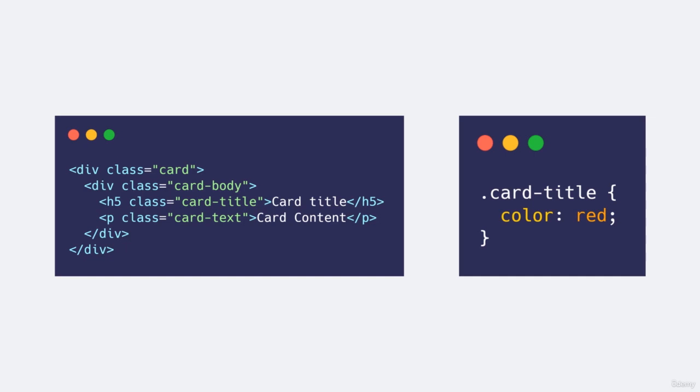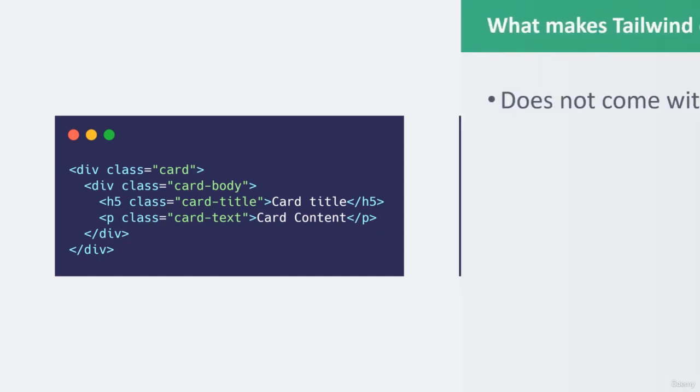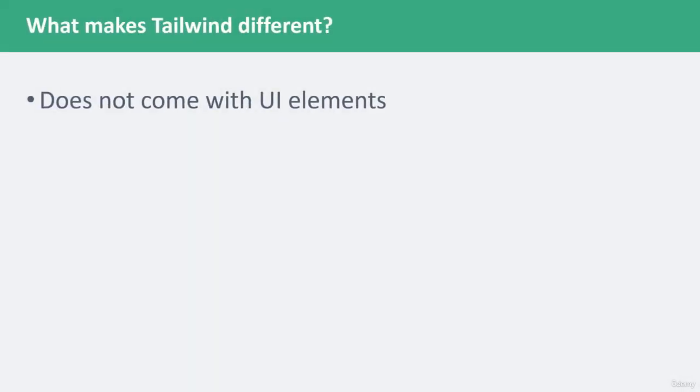Tailwind resolves this issue by focusing on a different way to write templates. Tailwind does not focus on UI elements. If you were to browse the documentation, you won't encounter many UI elements. Instead, Tailwind focuses on utility classes. What does that exactly mean? Tailwind will define hundreds of classes. Each class will modify one property.